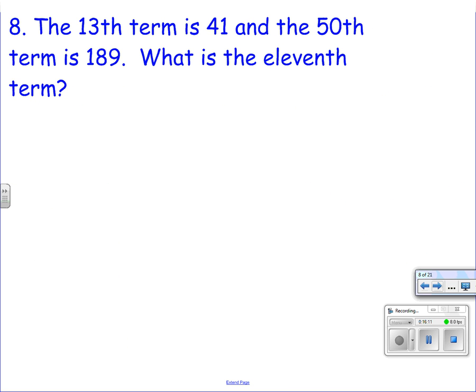Number 8, the 13th term is 41. The 50th term is 189. What's the 11th term? Jasmine, tell me something I know. Yep, how do I write that? Good. Sterling, what else do I know? There we go. Good. Okay.